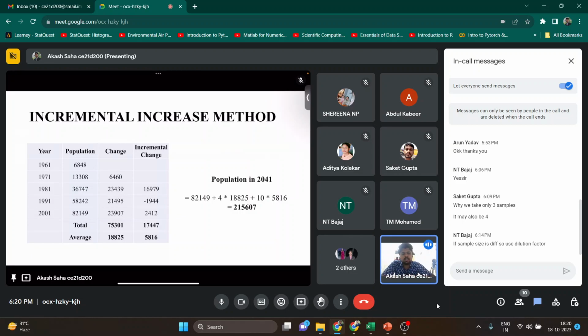So in the arithmetic we got 1.5 lakhs. In geometrical increase we got around 8 lakhs. Whereas in the case of incremental increase it is around 2 lakhs, 2.15 lakhs. So this was about the incremental increase method. So I hope these methods are clear.